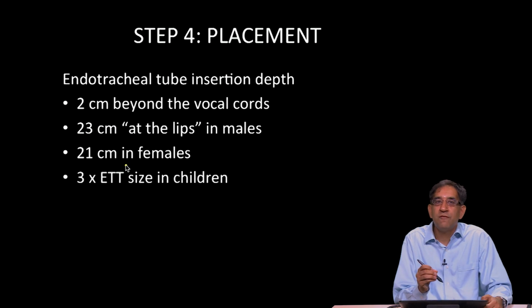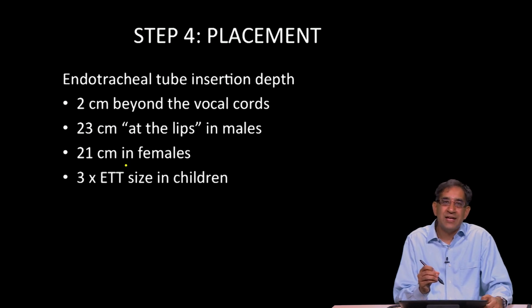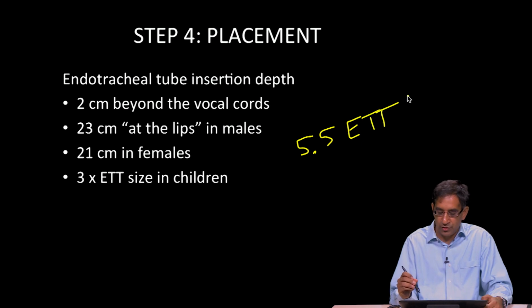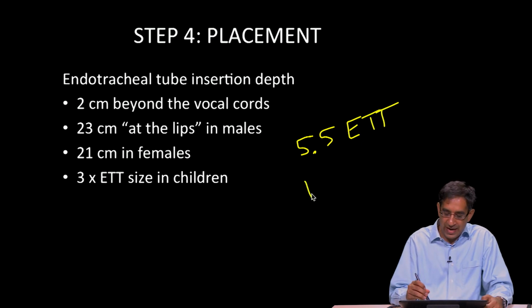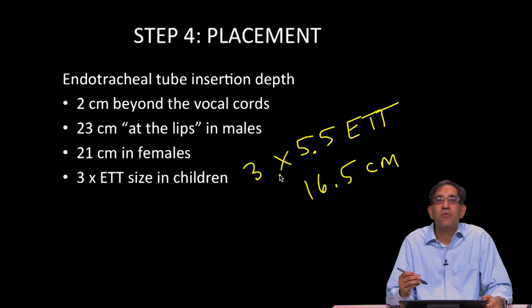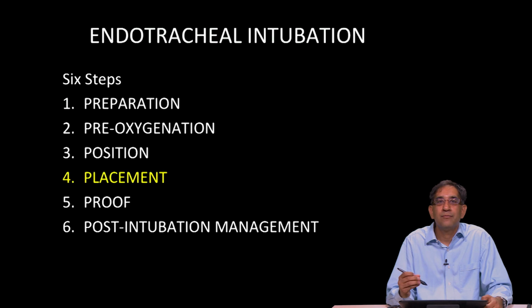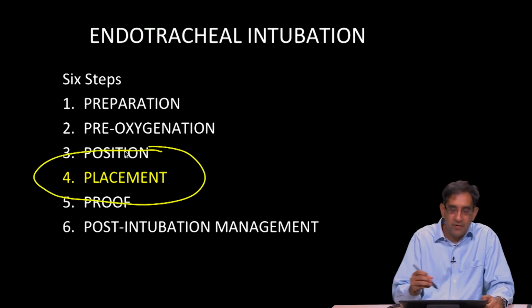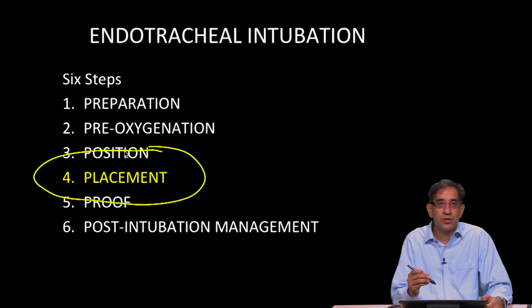In children, we use the formula 3 times the endotracheal tube size to know how deep it should be. So if we insert a 5.5 size endotracheal tube in a child, the depth is going to be 16.5 centimeters, which is 3 times 5.5. So in terms of endotracheal intubation, we've spent a lot of time talking about placement, a very important part of endotracheal intubation.